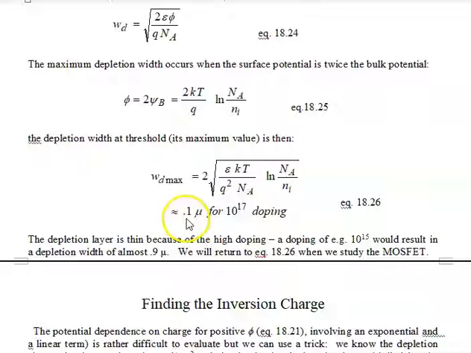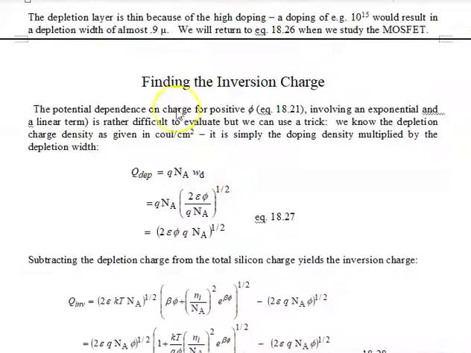That's very, very thin, and the reason it's thin is because the doping is relatively high. If the doping was lower, we would find a much larger W_D max, and in fact, for 10 to the 15th, if you put in the numbers, you find it's almost 1 micron, about 0.9 microns. And we're going to return to this equation when we look at the MOSFET. So this is a kind of important equation.